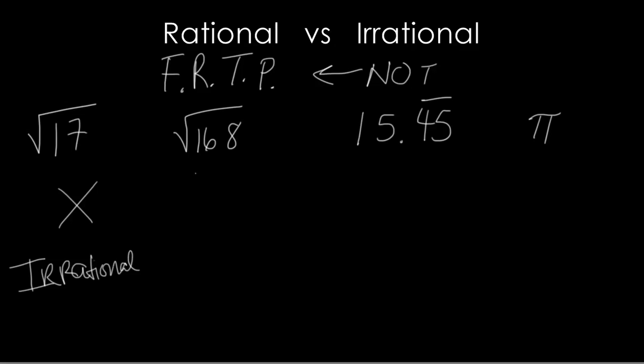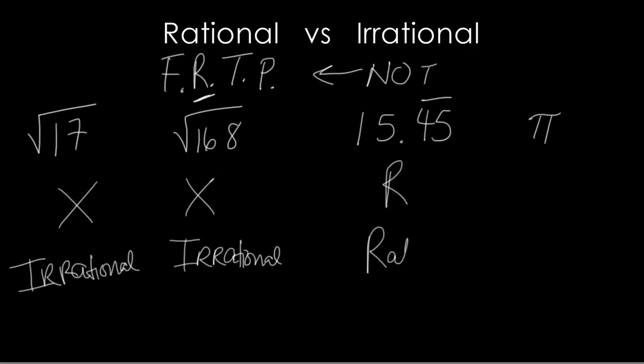What about this? The square root of 168. No, that's not a perfect square. The square root of 169 is a perfect square, right? So it's not a fraction, not a repeating decimal, not a terminating decimal, not a perfect square, so that means this is irrational. Okay, let's do another one. 15.45 repeating. Where is this going to fall? Right here under my repeating, right? So that means I am rational.